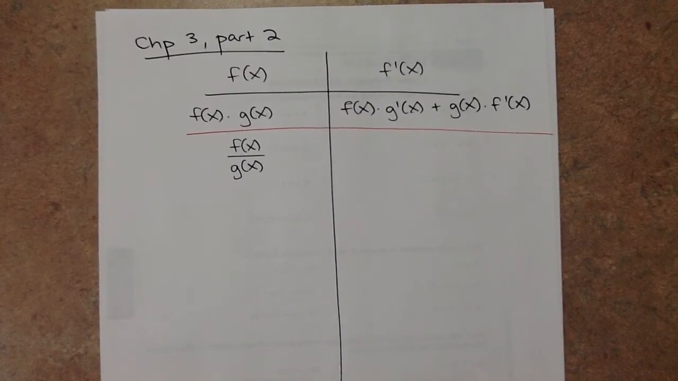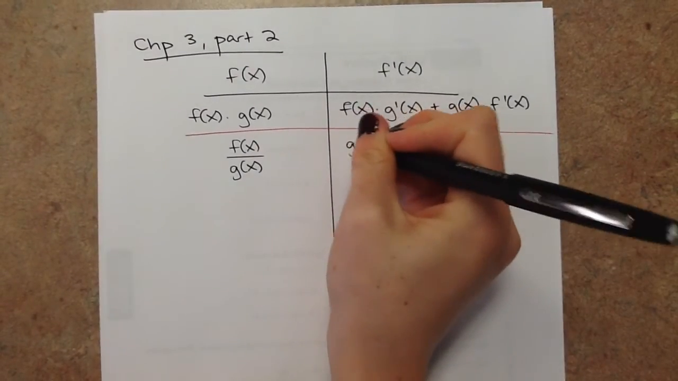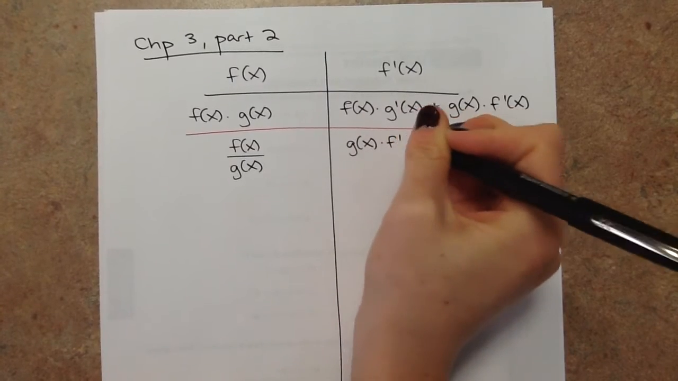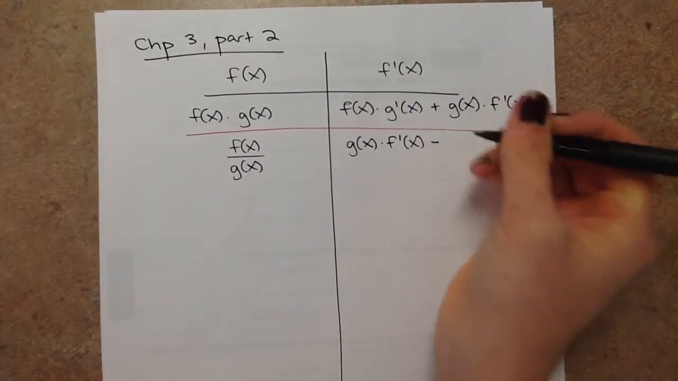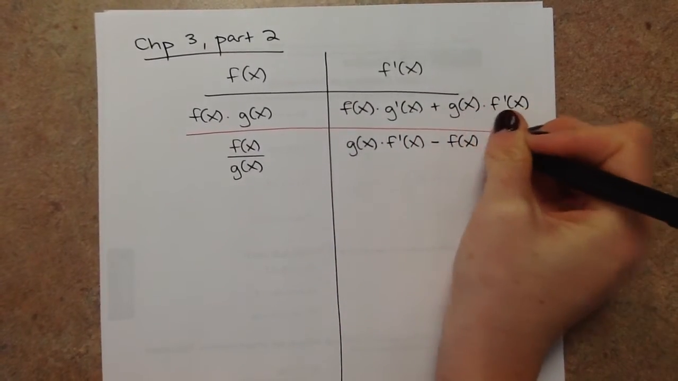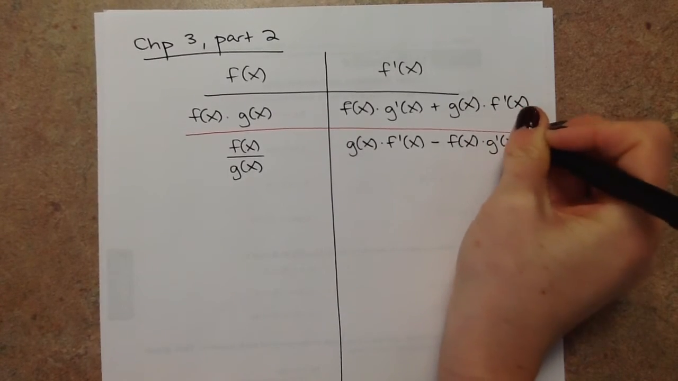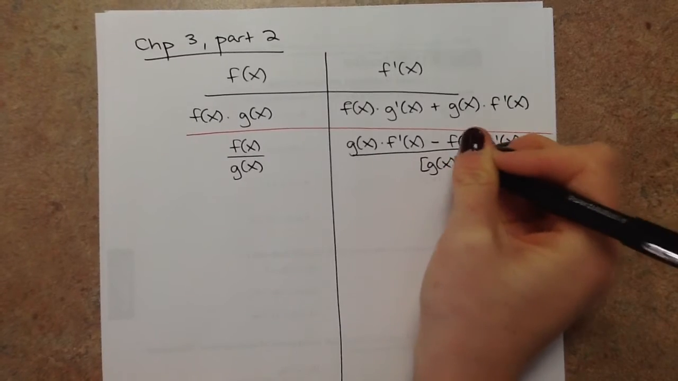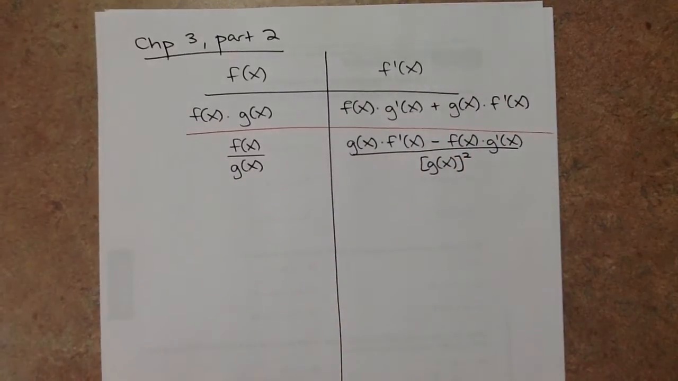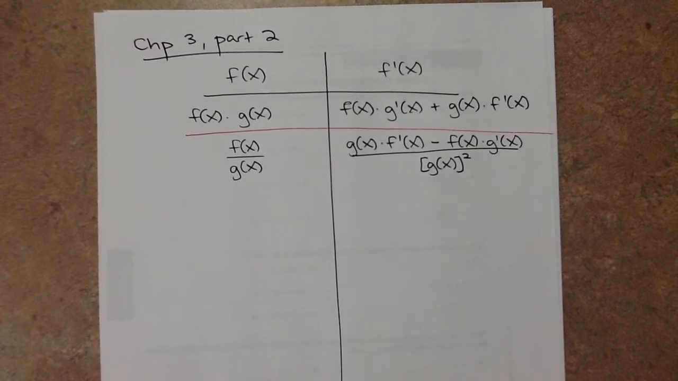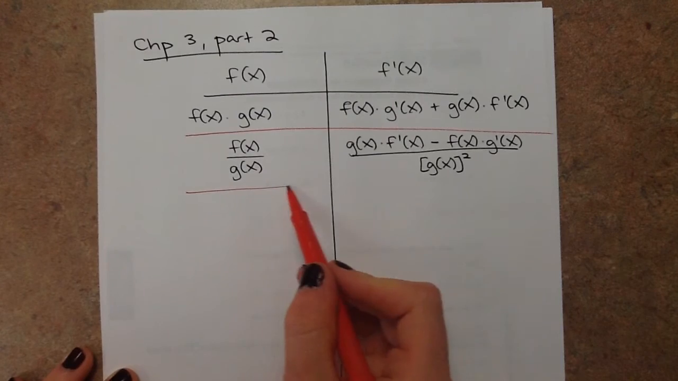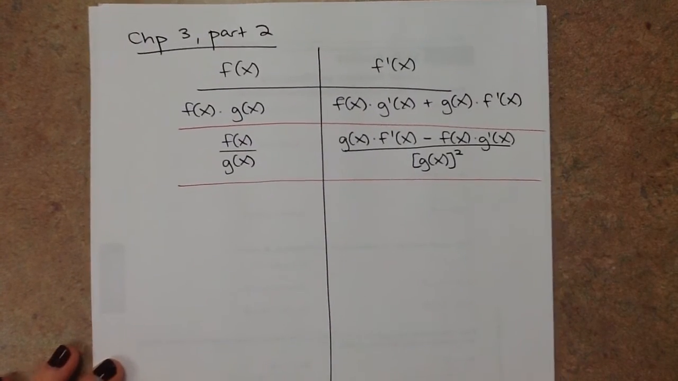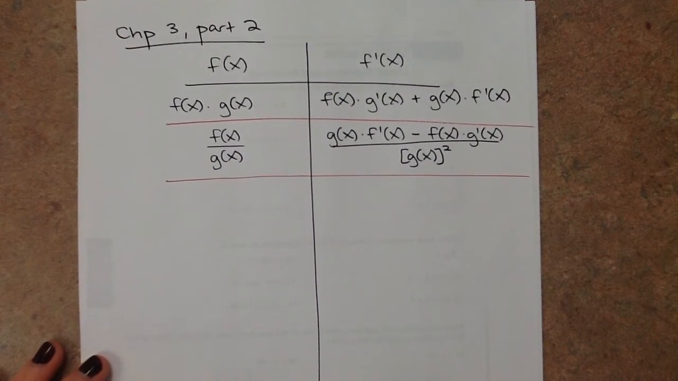Okay, and then quotient, low d high, so g times f prime, minus high d low. And then all over low, low, so that would be g of x, whatever the denominator is, quantity squared. And remember with product rule, quotient rule, I use that phrase simplify to your level of comfort. If you don't want to simplify anymore, then don't. As long as you get the calculus done and you get it into the quotient rule, you're okay like that.